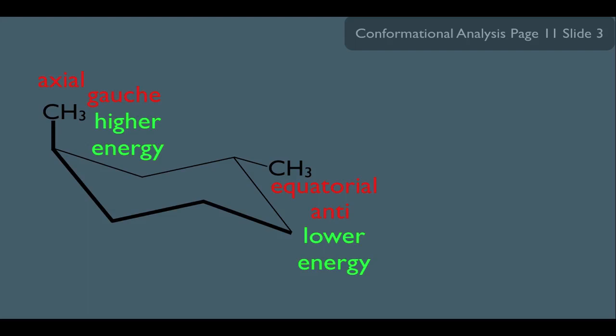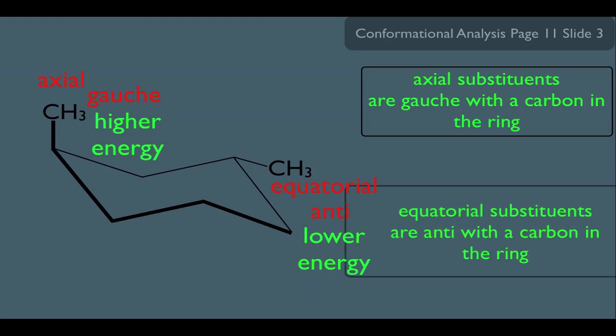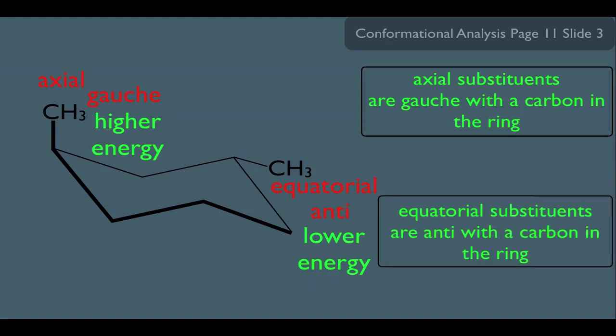We need to walk into our next orgo exam with these at our fingertips, and that is, again, axial substituents are gauche with a carbon in the ring, and equatorial substituents are anti with a carbon in the ring. This information right here in front of you is going to help us do conformational analysis. But let's not just memorize this, let's understand this. For instance, let's say this is chair cyclohexane right here. And let's try to think in 3 dimensions.